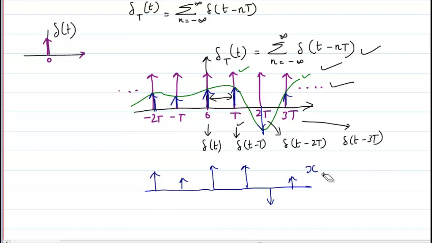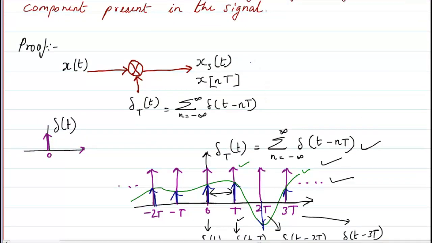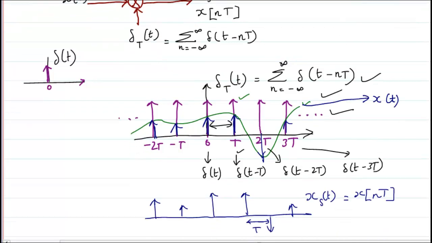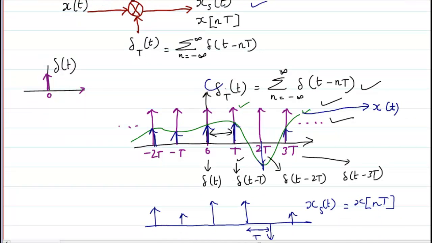So this is going to be the original sampled signal x_s of t, where each sample is separated by a distance of T. I can say that it is basically x at nT, and that is what we are writing as the process of sampling here. So this green signal that we are seeing here is x of t, and this whole train of pulses is going to be delta_T of t, and this is the multiplication output.